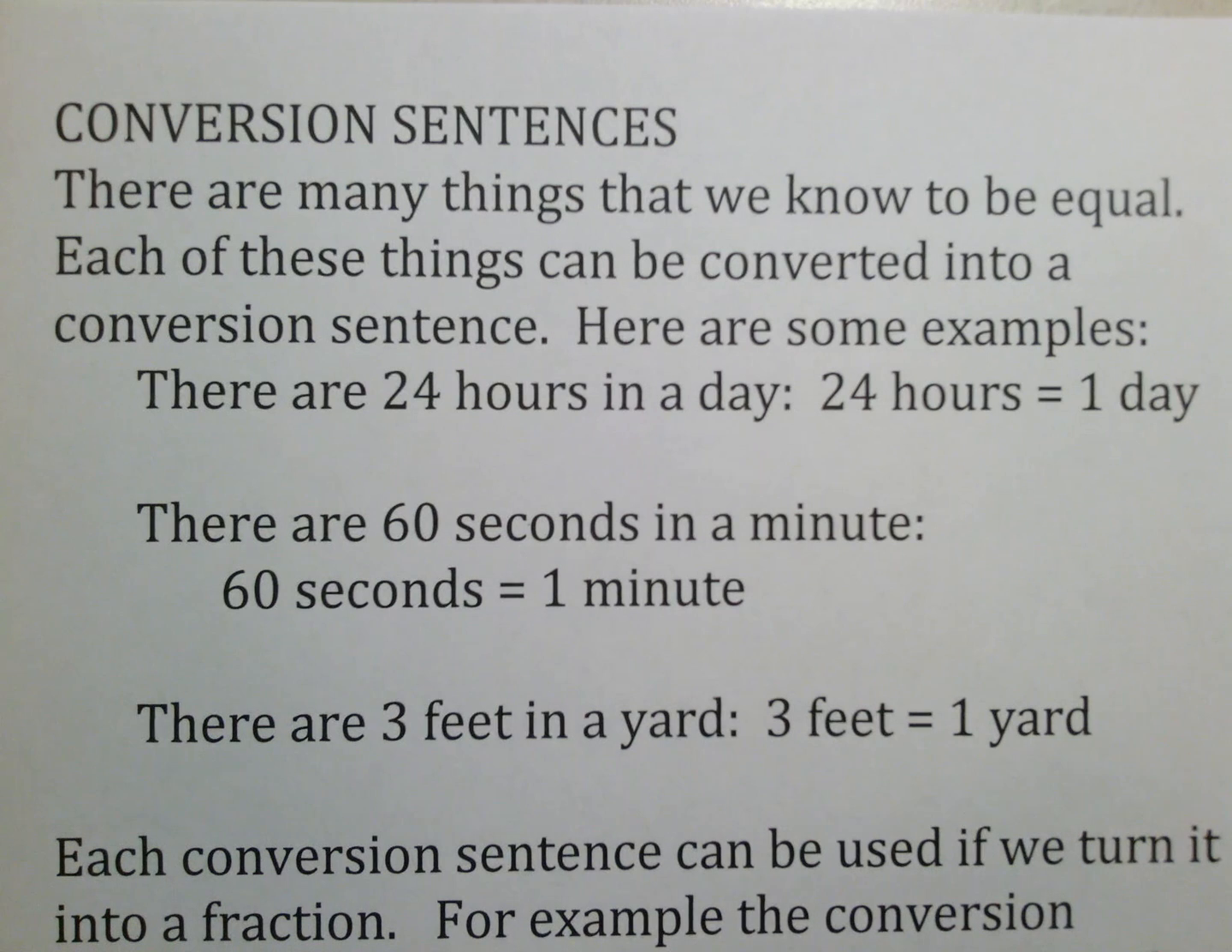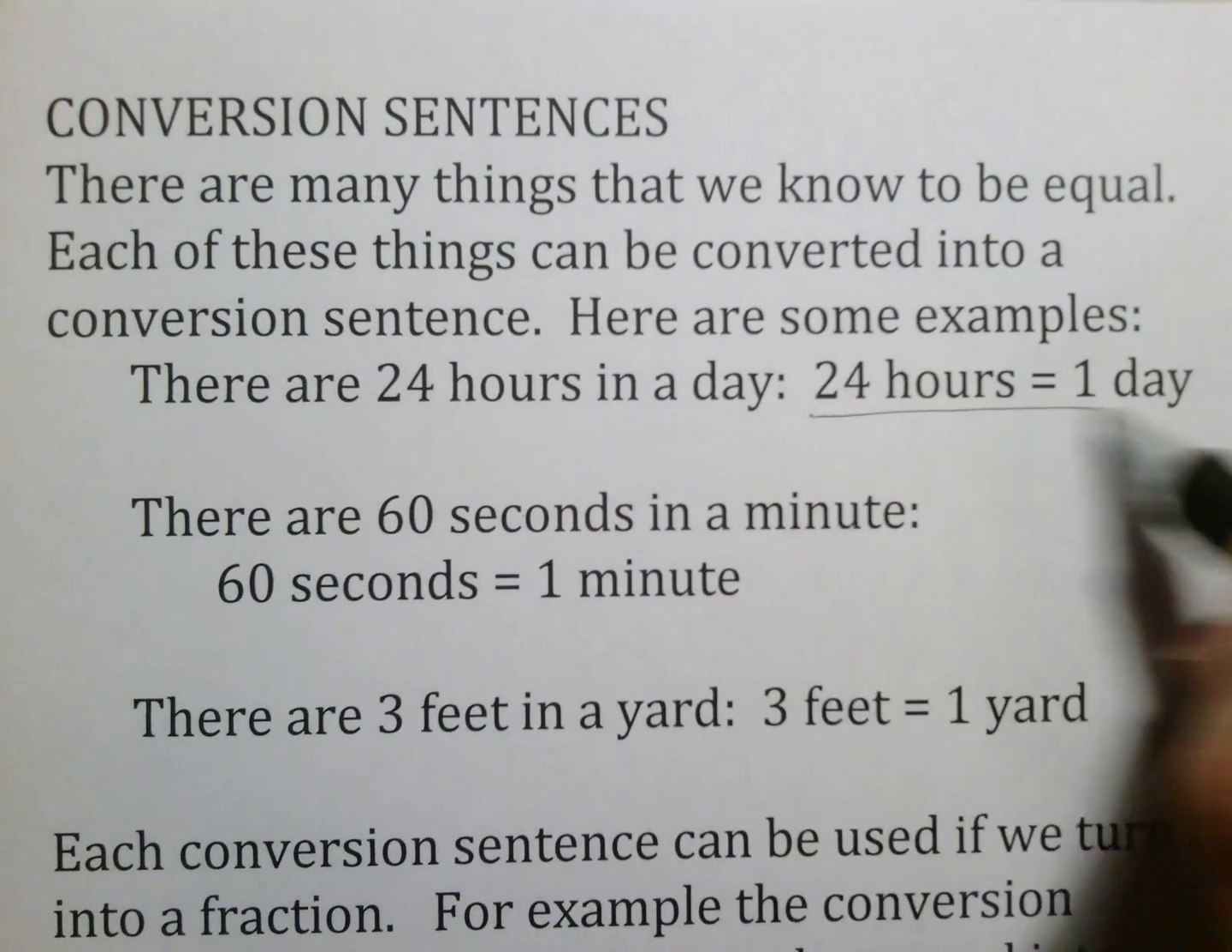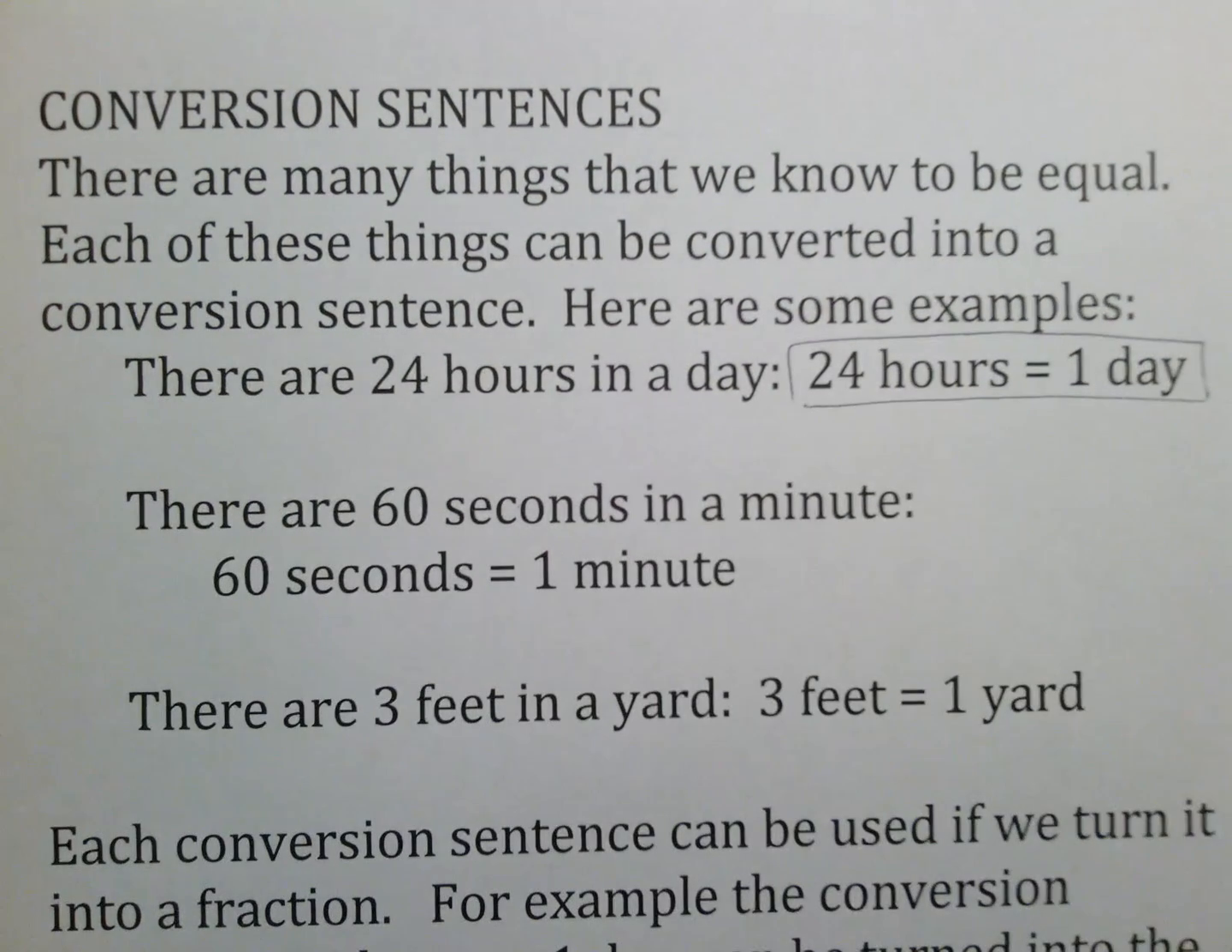So conversion sentences, there are many things that we know to be equal. Each of these things can be converted into what we call a conversion sentence. Some examples of things that we know is that there are 24 hours in a day. Because of that, we could use a conversion sentence: 24 hours equals 1 day. That could be a conversion sentence.